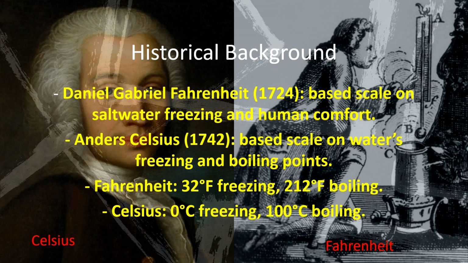Daniel Gabriel Fahrenheit developed his scale in the early 1700s, choosing 32 for the freezing point of water and 212 for boiling. A few years later, Anders Celsius created a more scientific scale from 0 to 100 degrees, marking the freezing and boiling points of pure water under standard conditions.